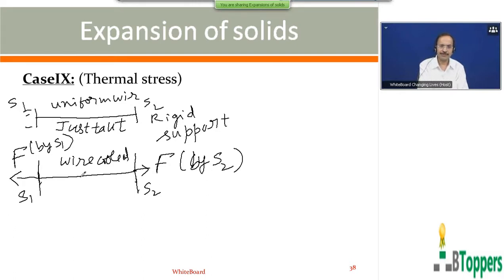Therefore, tension will be developed in the wire, or you can say stress will be developed in the wire, which we call thermal stress. The magnitude of force required to prevent the contraction of the wire is the same as the magnitude of force required to produce the same magnitude of change in the length of the wire. So for alpha, the coefficient of linear expansion, we write change in the length by original length into change in temperature, or change in length by original length.